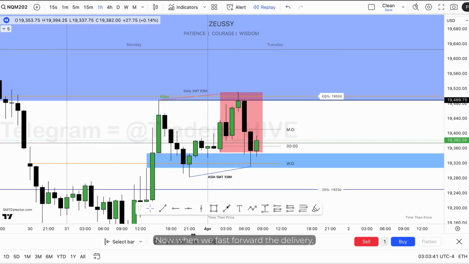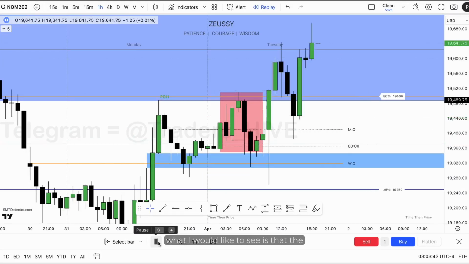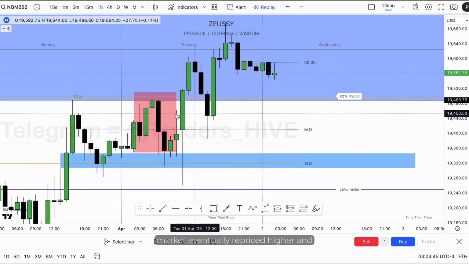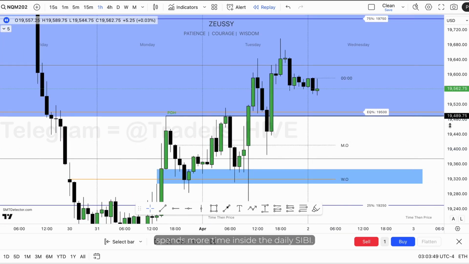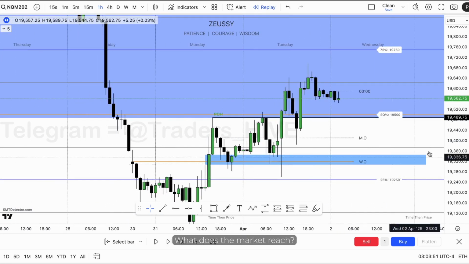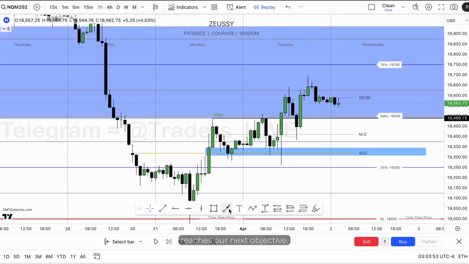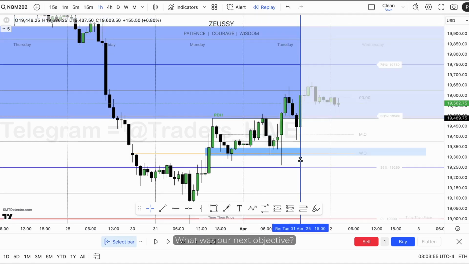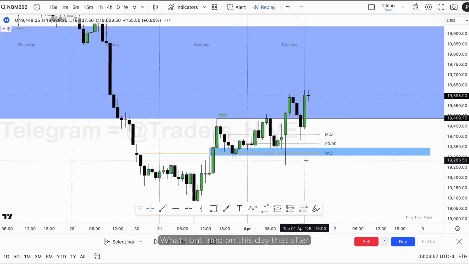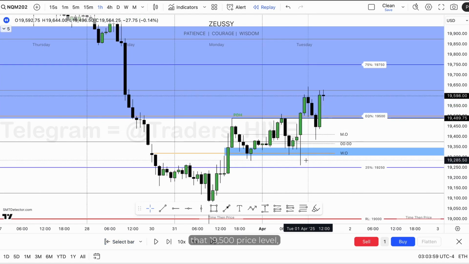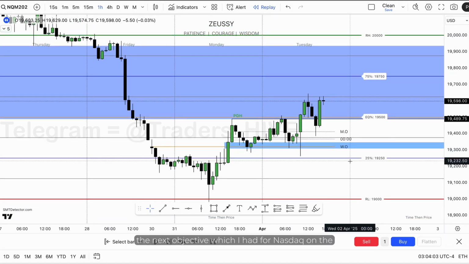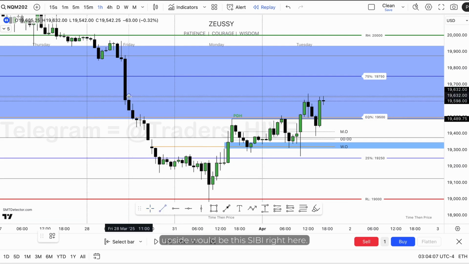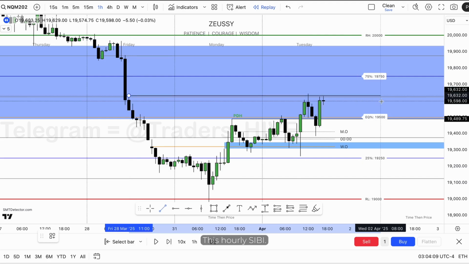Now, when we fast forward the delivery, what I would like to see is that the market eventually reprices higher and spends more time inside that daily CB. What does the market reach? Well, the market reaches our next objective. What was our next objective? Well, I outlined on this day that after that 90,500 price level, the next objective which I had for Nasdaq on the upside would be this CB right here, this early CB.